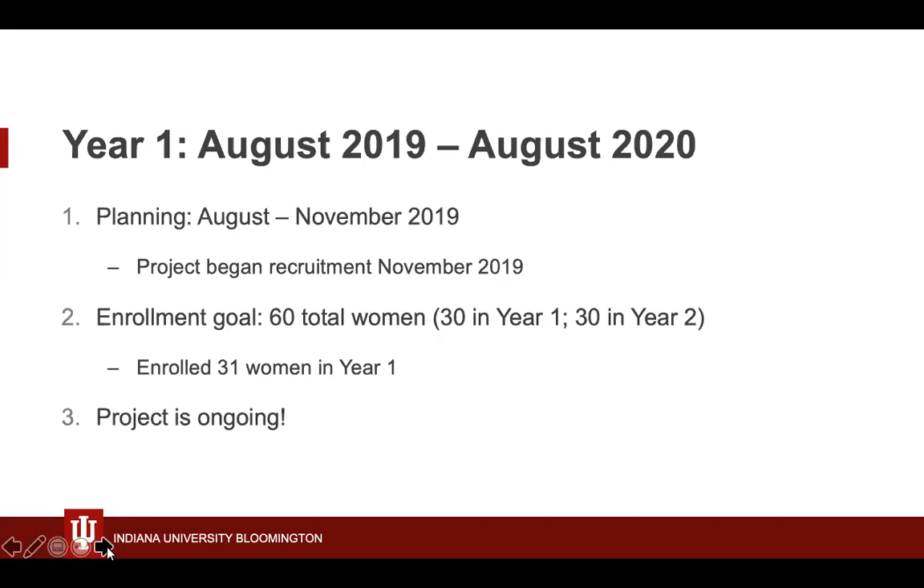Overall, over the 2 years, our enrollment goal is really around 60 total women. This number was based on previous numbers that Southern Indiana Community Healthcare have experienced, and thought that this is a number that could be reached during that 2-year time frame. In the first year, we were able to enroll 31 women, so staying right in line with the goal that we had for at least 30 in the first year. As I mentioned, our project is still ongoing, so now we're closer to around the 45 women enrollment mark, which is great. But what I'm going to show you moving forward is really just based on these first 31 women who were recruited during that first year.